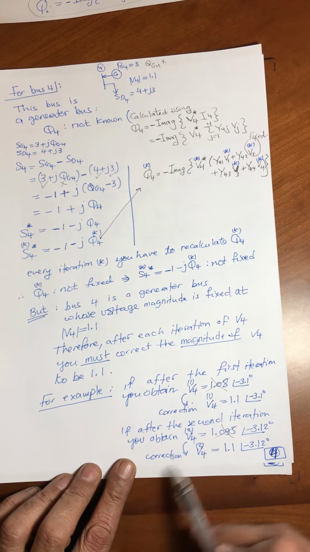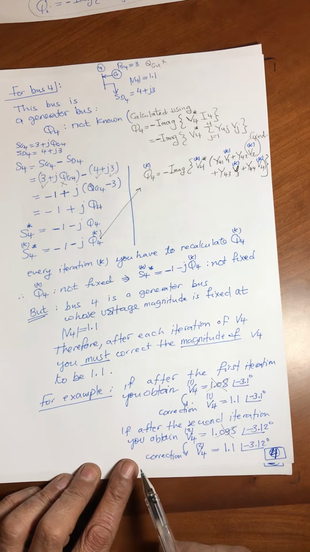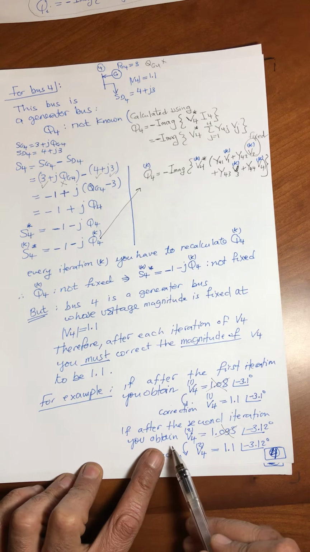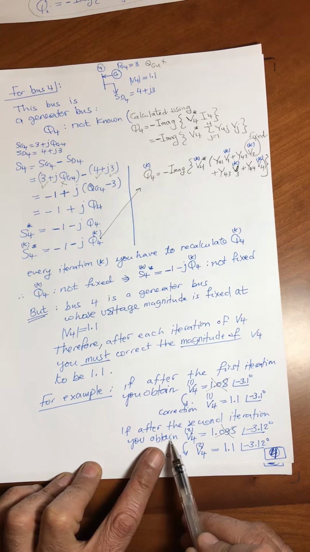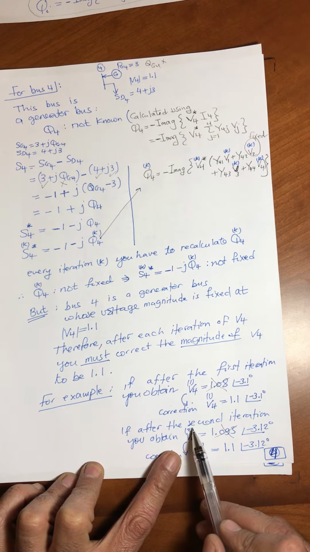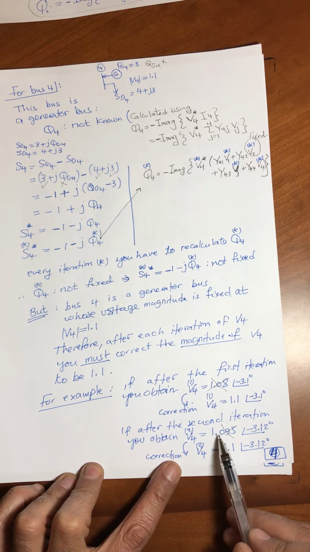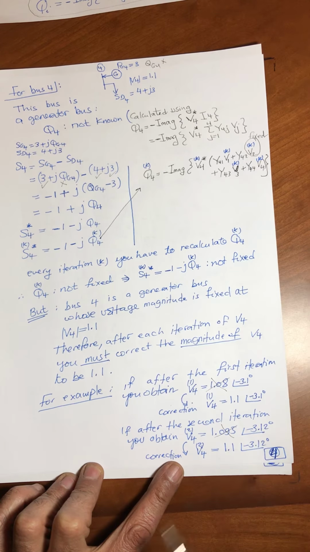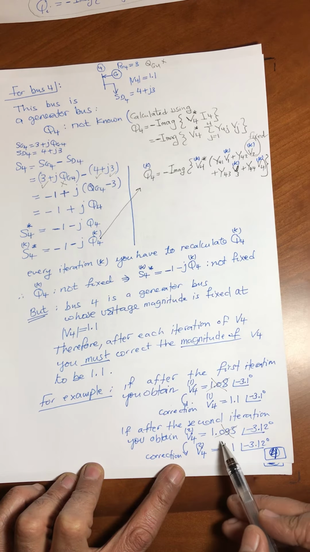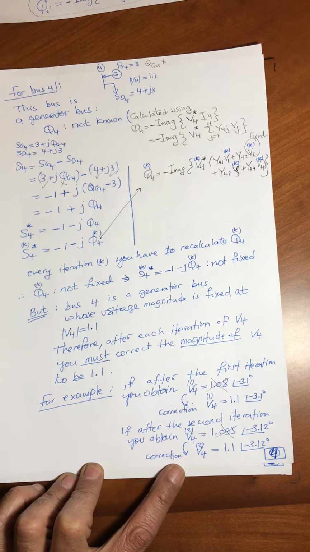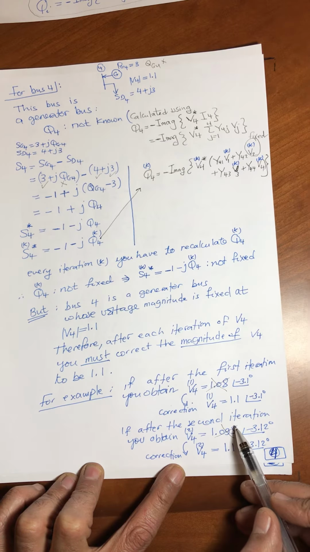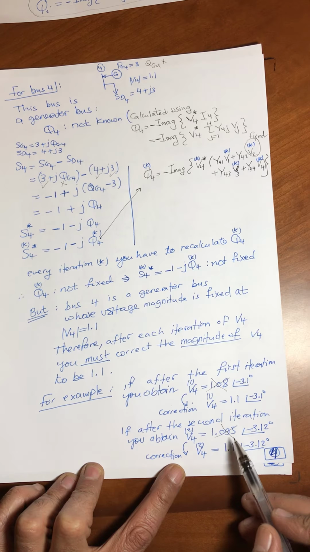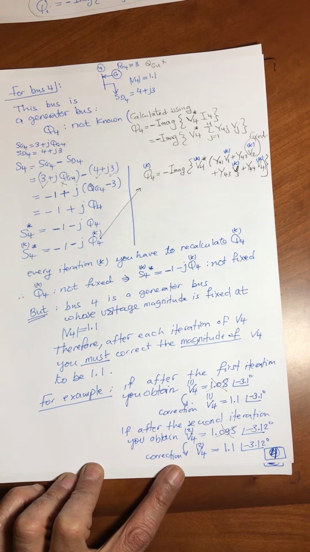If after the second iteration you again obtain a different magnitude, for example V4 of iteration 2 is 1.095, this is the new angle, then you have to correct the magnitude, and so you have to replace this number by 1.1.